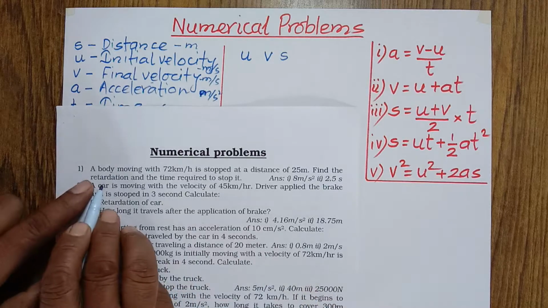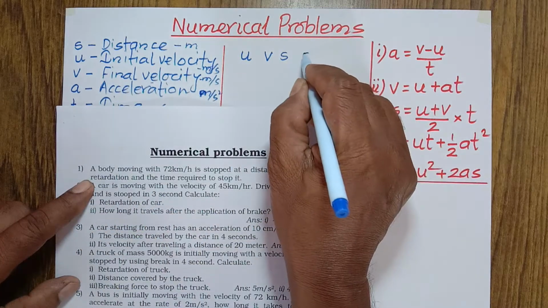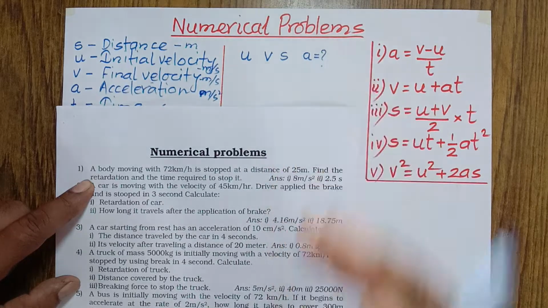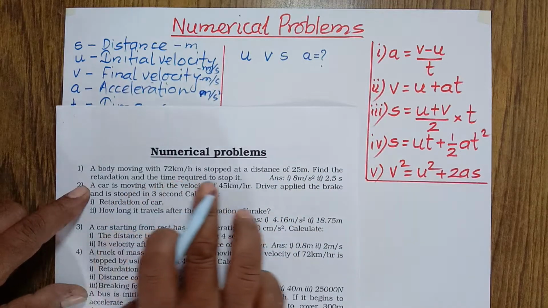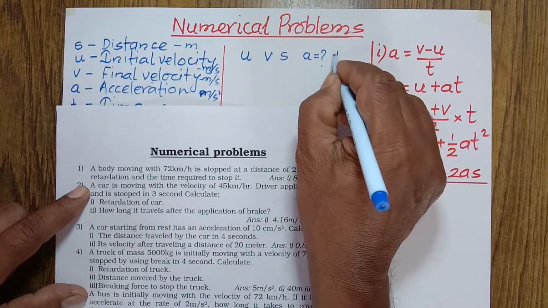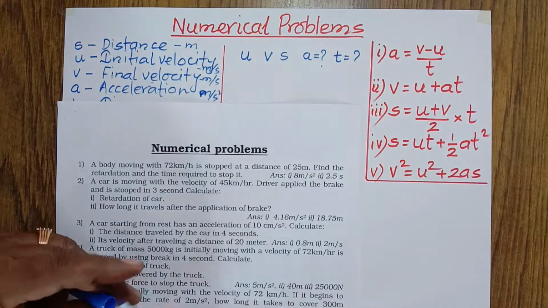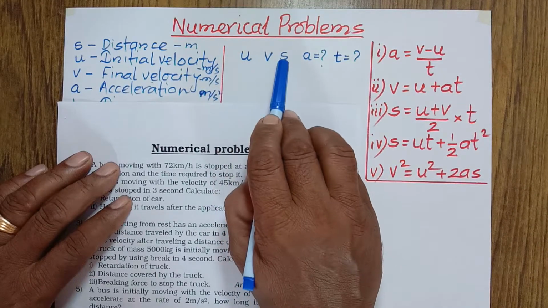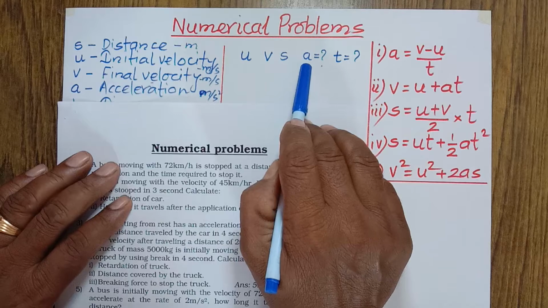Now the question is, find the retardation. Retardation means acceleration. Negative acceleration is called retardation. Acceleration is asked in this numerical problem, and the time required to stop it. Time is also asked. Look, all 5 symbols are involved. Now you have to go through these symbols. U, V, S are given. A is asked. T we will talk about later because the first question is A.